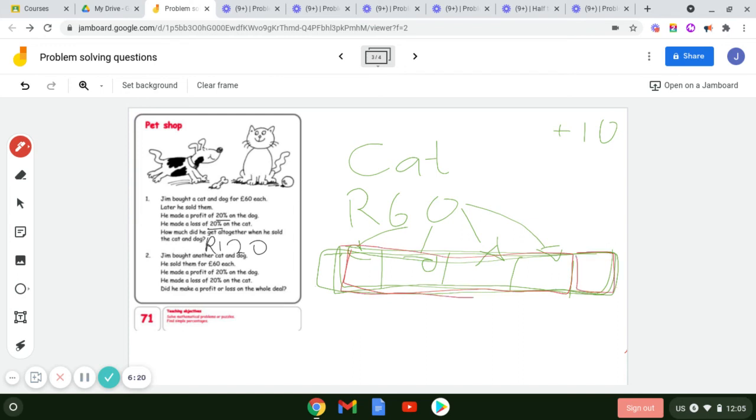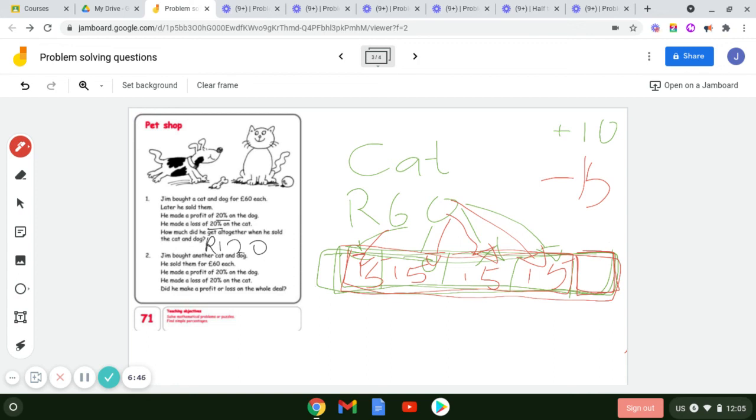So for us to figure out how much money he lost, how much this little block is here, we need to divide the 60 into these 4 blocks. Okay, so 60 divided by 4 is 15. So 15 Rand in each block. So 20% is 15 Rand. So what that means is he made 15 Rand less. He lost 15 Rand when he sold the cat.